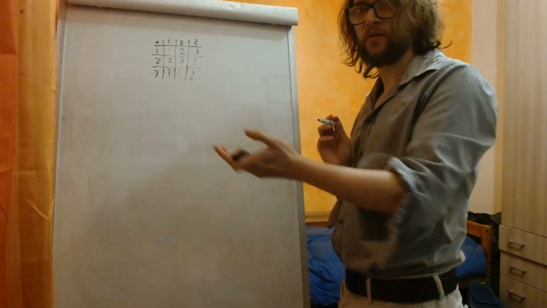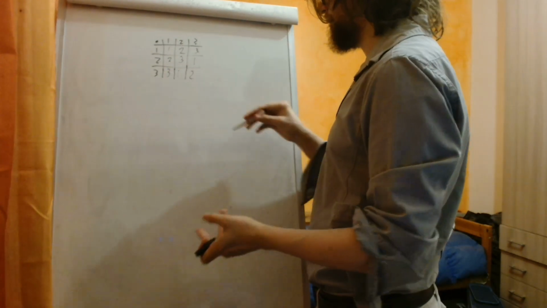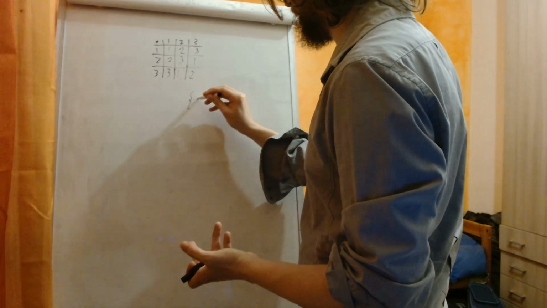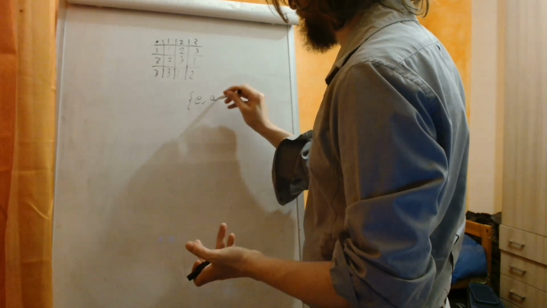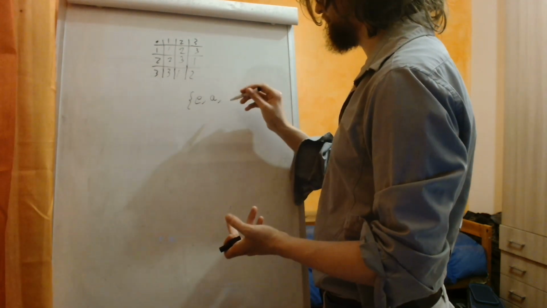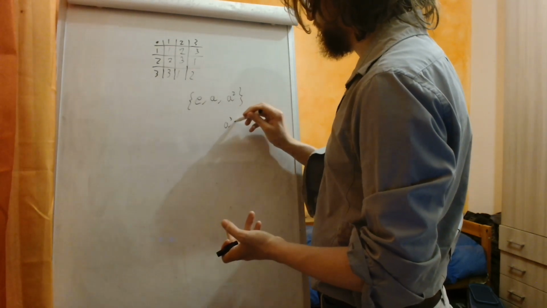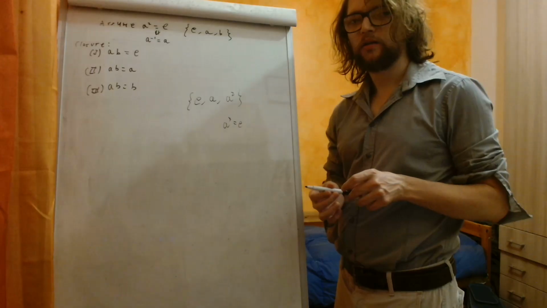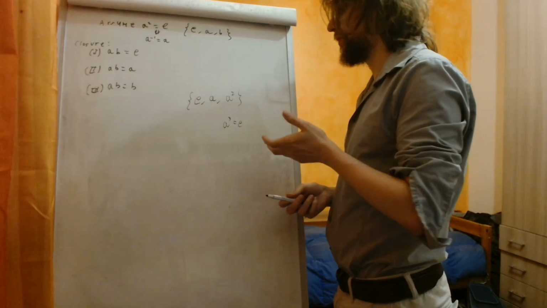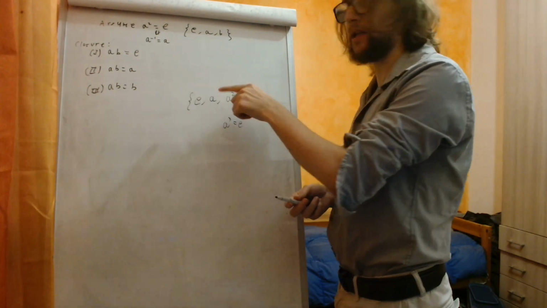Instead of using the table, you can find it like this. It must have an identity E, another element A, and another element A squared, and A to the cube equals E. Now, by using this method, why can't A squared be E?